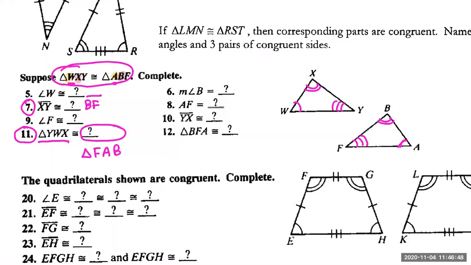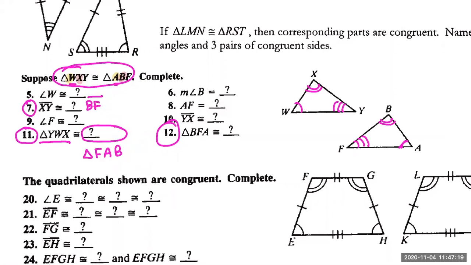Okay, as just extra practice, can you guys try number 12 for me? BFA. If we rearranged it to be BFA, what's the correct order? Good, the ones coming through are correct. Okay, 100% of you guys are getting that. So very nice. So it's triangle XYW.